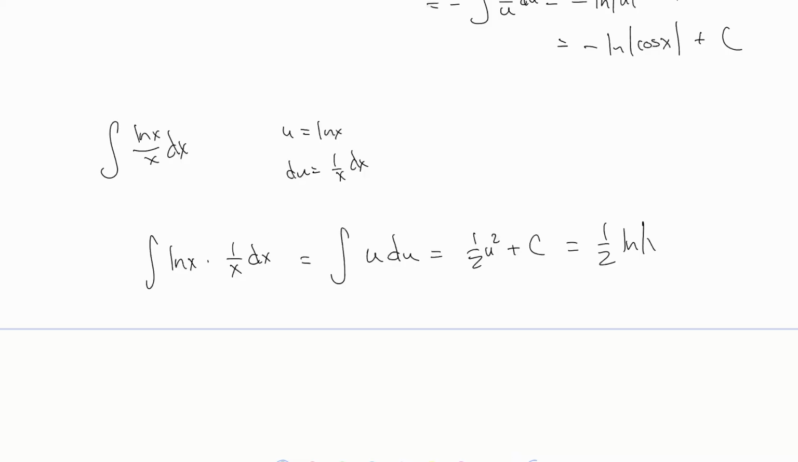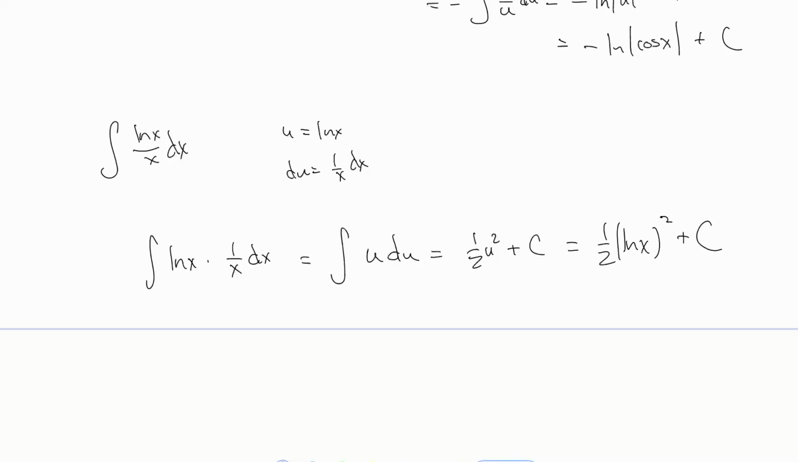So that's 1/2 (ln x) squared. Actually, we don't need the absolute values here, like that, plus c. All right, I hope that's what you all got. Any thoughts about that one?